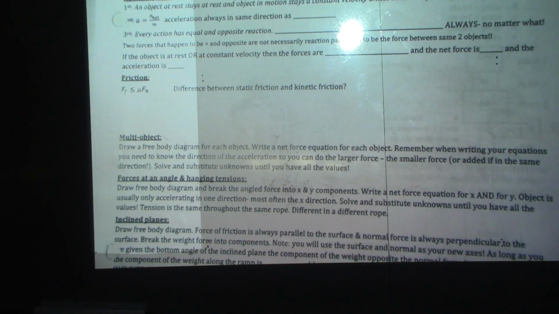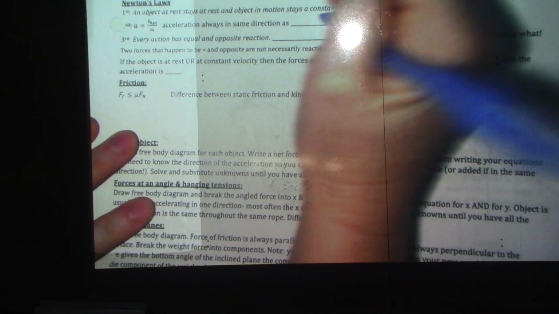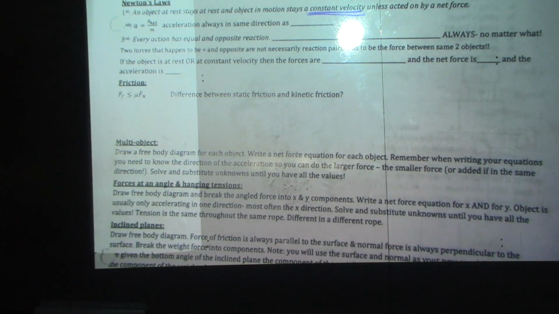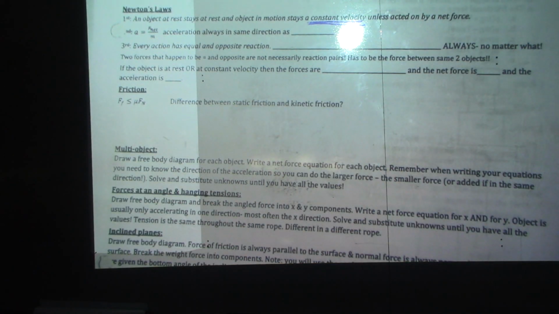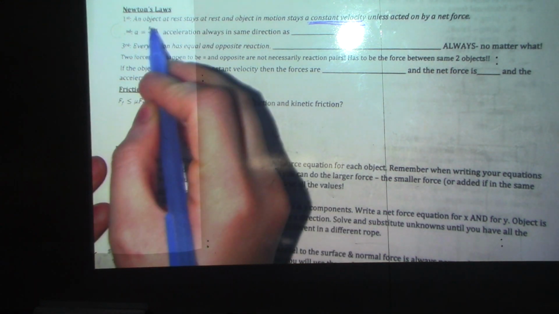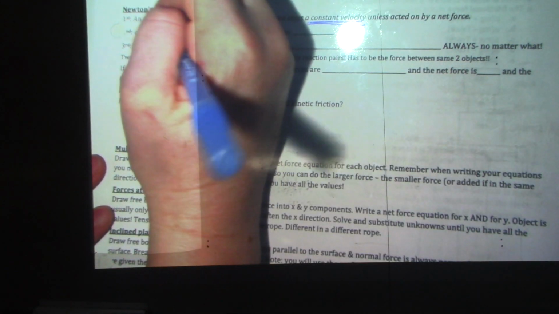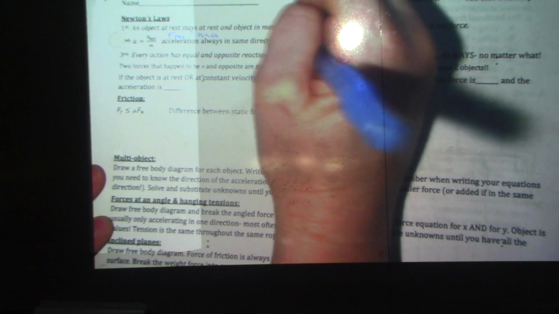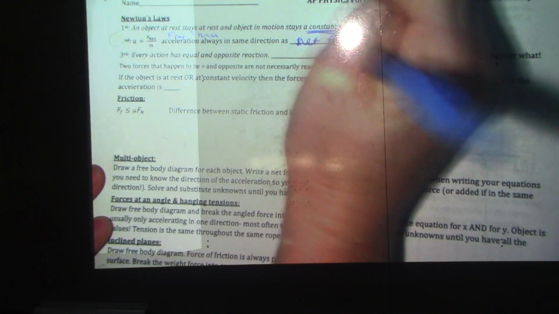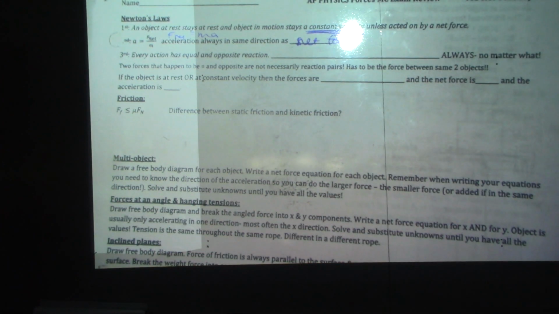So starting with Newton's laws. First one: an object at rest stays at rest unless acted on by a net force. That means that if I have a constant velocity, then I do not have a net force. It's just continuing because that is what the law says. Second law is a equals F net over m, or also F net equals mass times acceleration. It's the same thing. And that acceleration will always be in the same direction as the net force. So whatever direction your net force is, that's the direction of my acceleration.